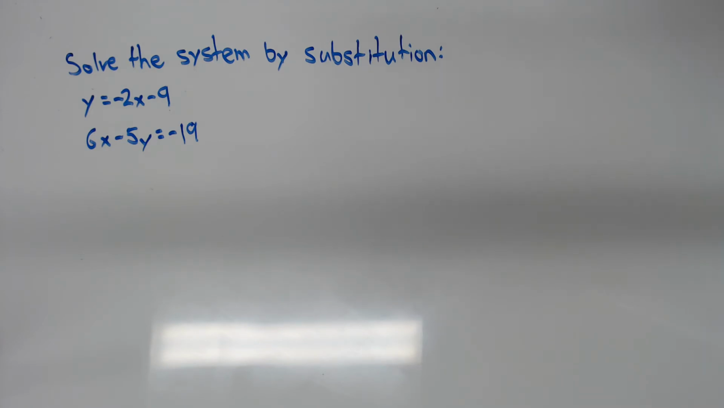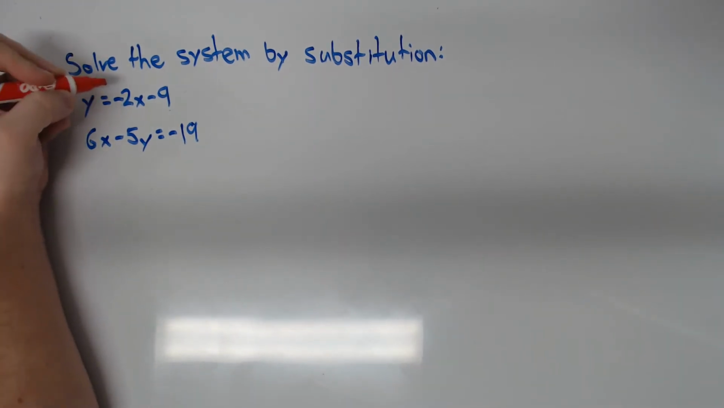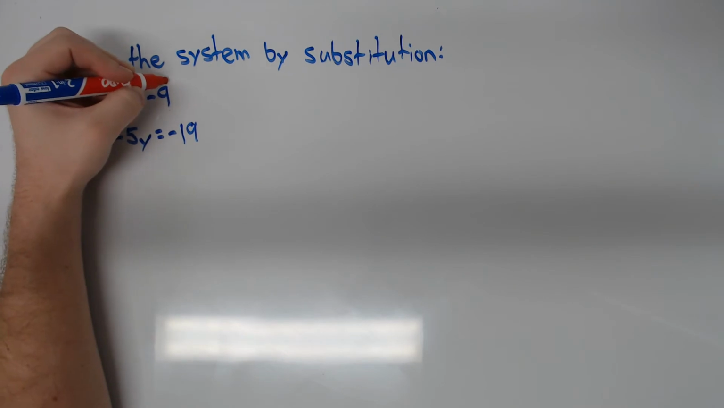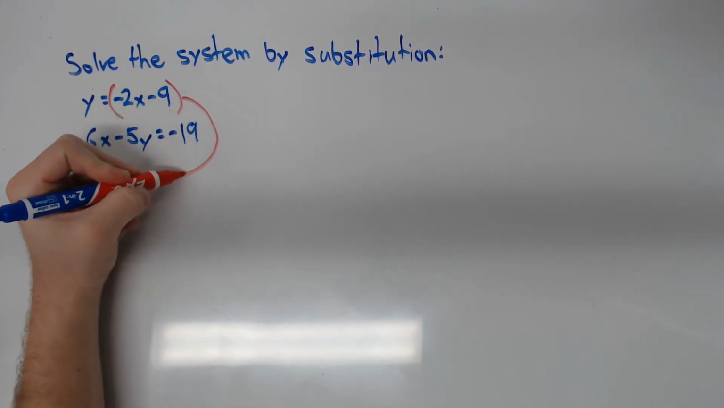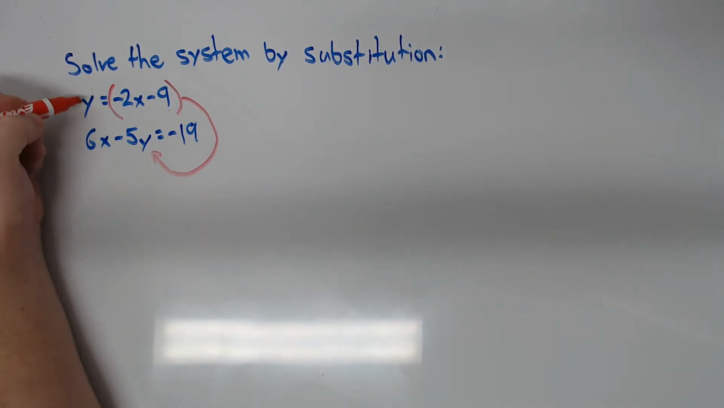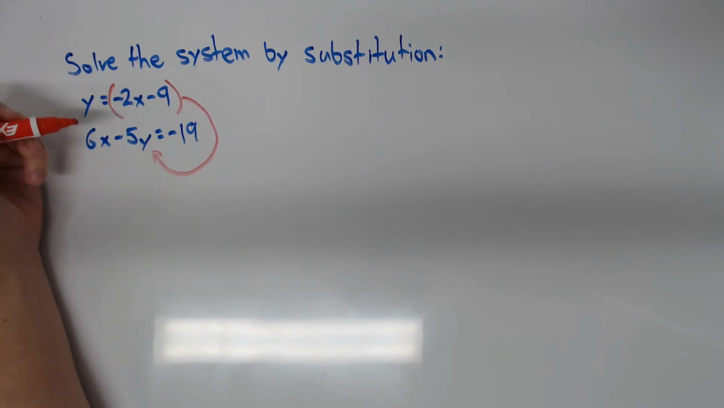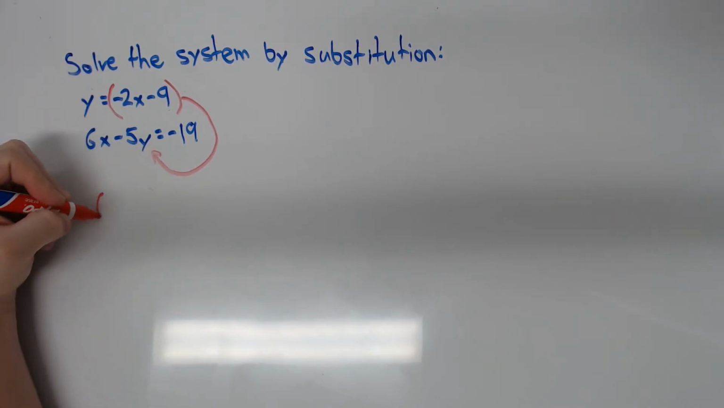So, I want you to get comfortable using your parentheses. Y equals -2x minus 9. So that is going to replace this y. Because these equations are meant to represent the same information. If I know y equals something, I can replace y with that something whenever I want. So let's see what it looks like after this step.